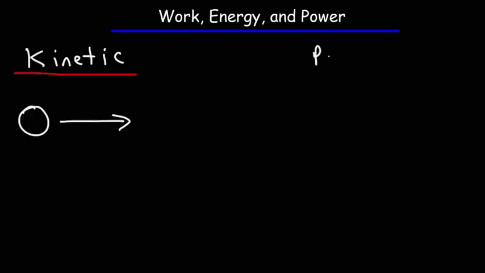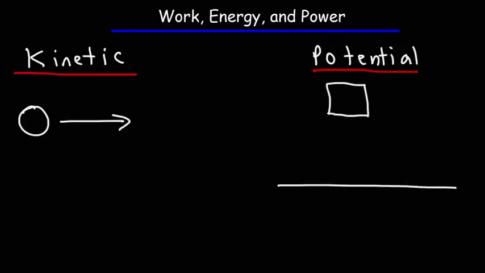Potential energy is basically stored energy. So let's say you have a block that is above ground level, that block has potential energy. It has the ability to fall. And when it falls, it can do work. So any object that has energy has the ability to do work.